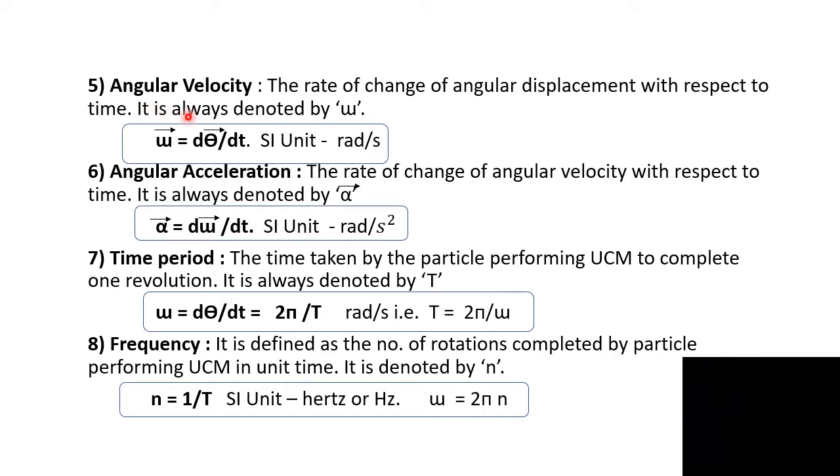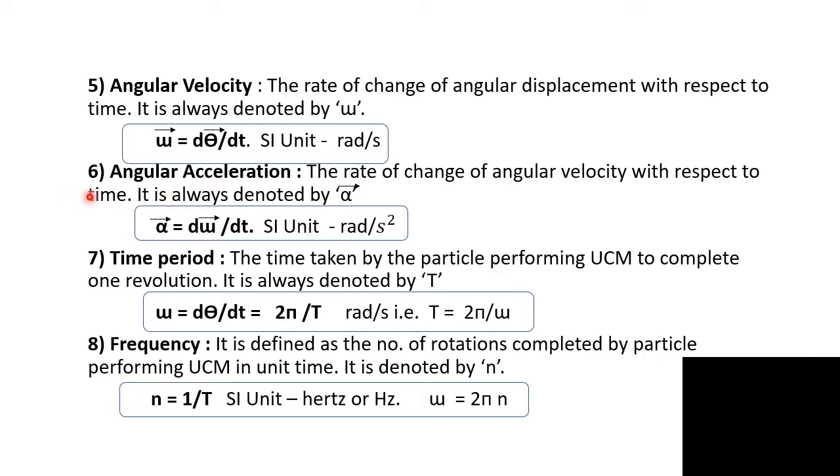Fifth definition: angular velocity. The rate of change of angular displacement with respect to time is known as angular velocity. It is denoted by omega. Angular velocity is a vector quantity, so it is denoted by omega bar. This definition is similar to the linear velocity. So, in angular velocity, the term angular displacement is used. Rate of change of angular displacement with respect to time. Omega bar equal to d theta bar upon dt. Its SI unit is radian per second.